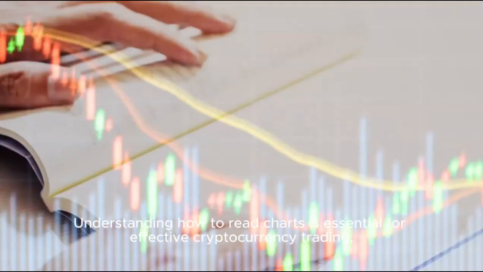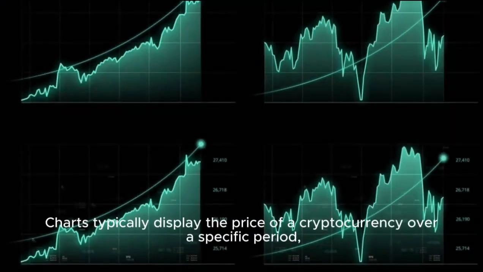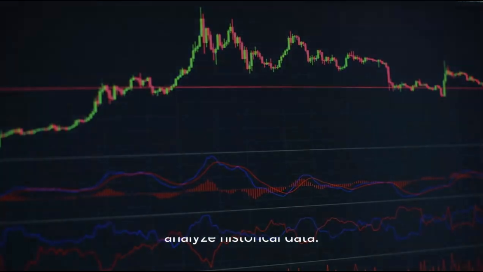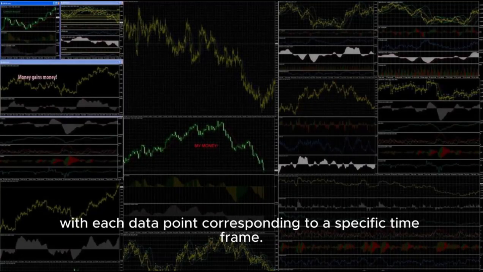Understanding how to read charts is essential for effective cryptocurrency trading, as it provides insights into price movements and trends. Charts typically display the price of a cryptocurrency over a specific period, ranging from minutes to years, allowing traders to analyze historical data. The x-axis represents time, while the y-axis represents the price of the cryptocurrency, with each data point corresponding to a specific time frame.